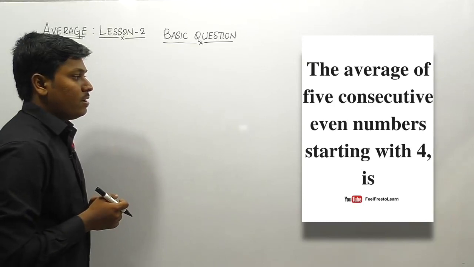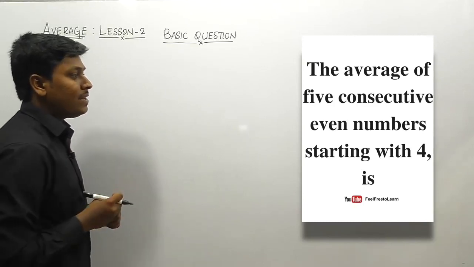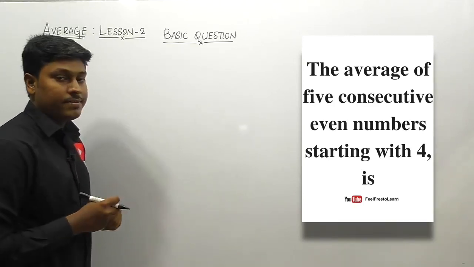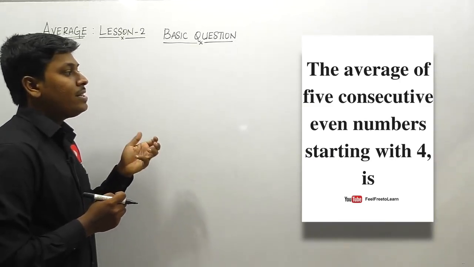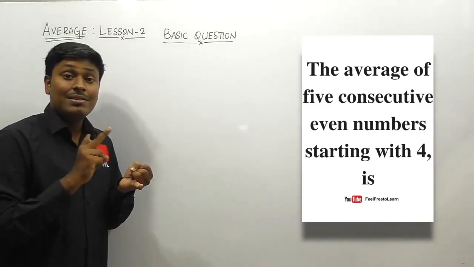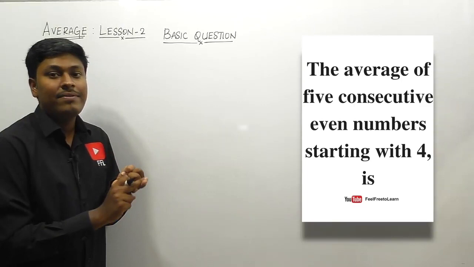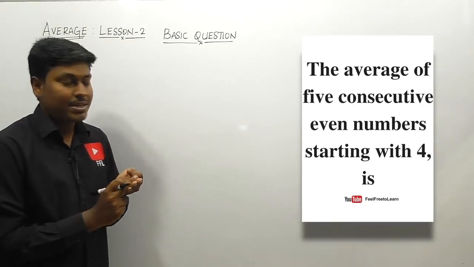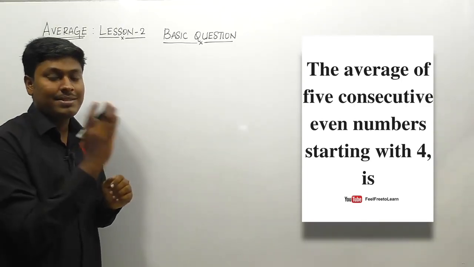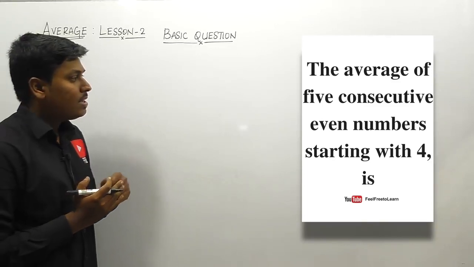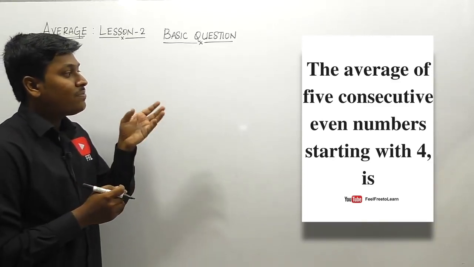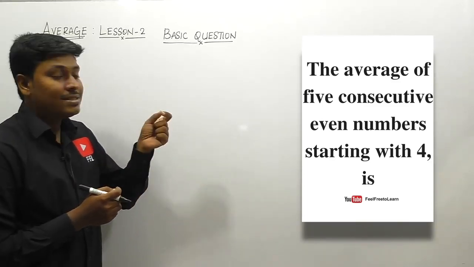Question number 4. The average of 5 consecutive even numbers starting with 4 is. Friends, listen here. We have already learnt in lesson number 1 itself what is called a consecutive odd number, consecutive even numbers and also consecutive numbers, right? If it is a consecutive number, then the center number will be its average, right? So in question number 4, the average of 5 consecutive even numbers starting with 4.